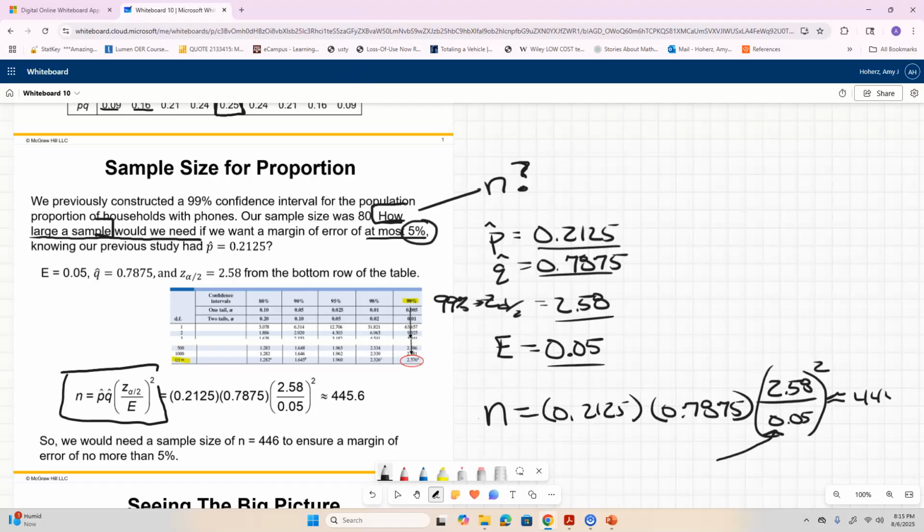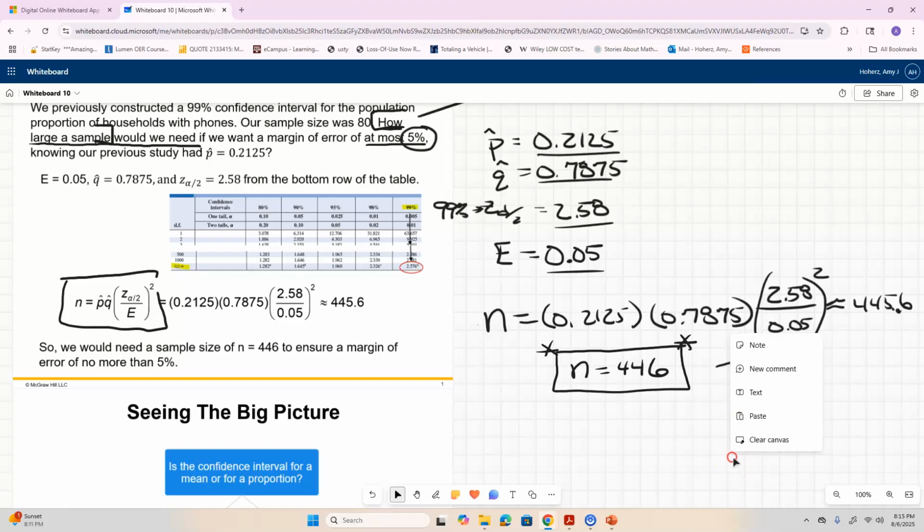Now, remember with these that that's the minimum sample size. So we can't go down in our sample size to 445. We've always got to round it up. So our N is actually going to be 446. The researcher would want to get 446 households sampled in order to keep that margin of error within the 5% that they would like to keep it within.